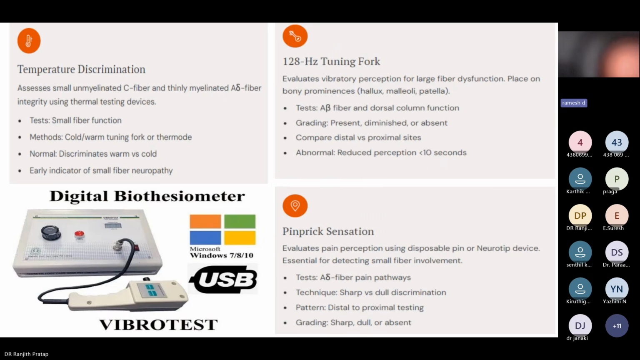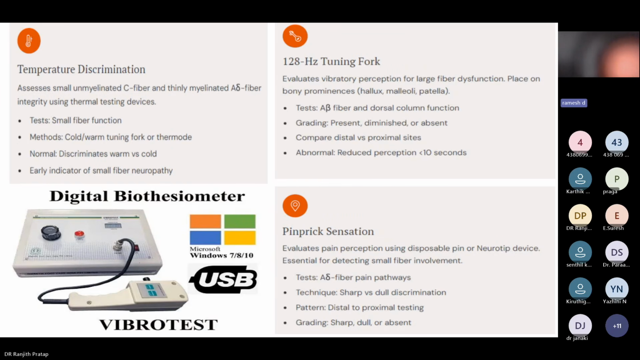Next will be temperature discrimination. We can use hot water and cold water in testing tubes, or tuning forks, or thermodes. Thermode instruments are also available, which give a very accurate temperature delivered through the probes. We can ask the patient to identify whether it is warm or cold. If there is a loss of warmth or cold sensation, it indicates small fiber neuropathy.